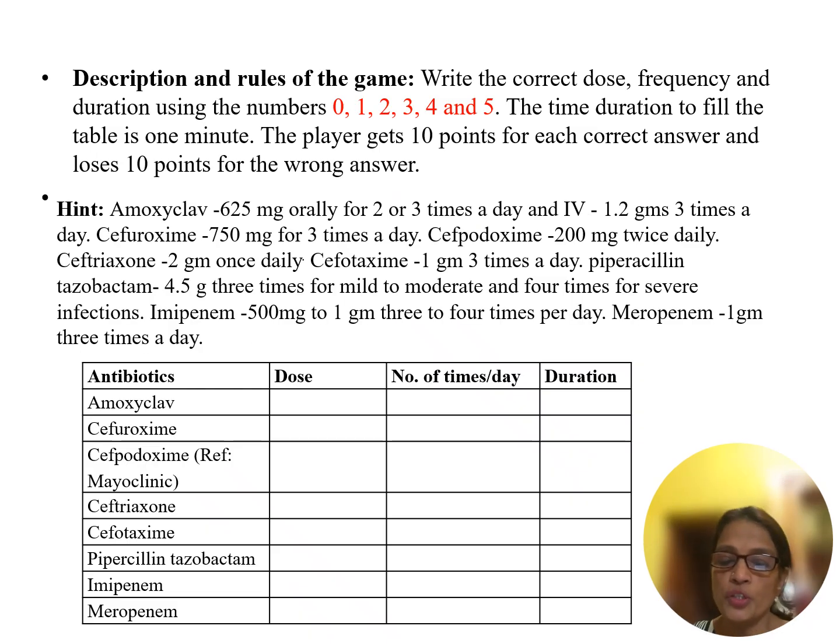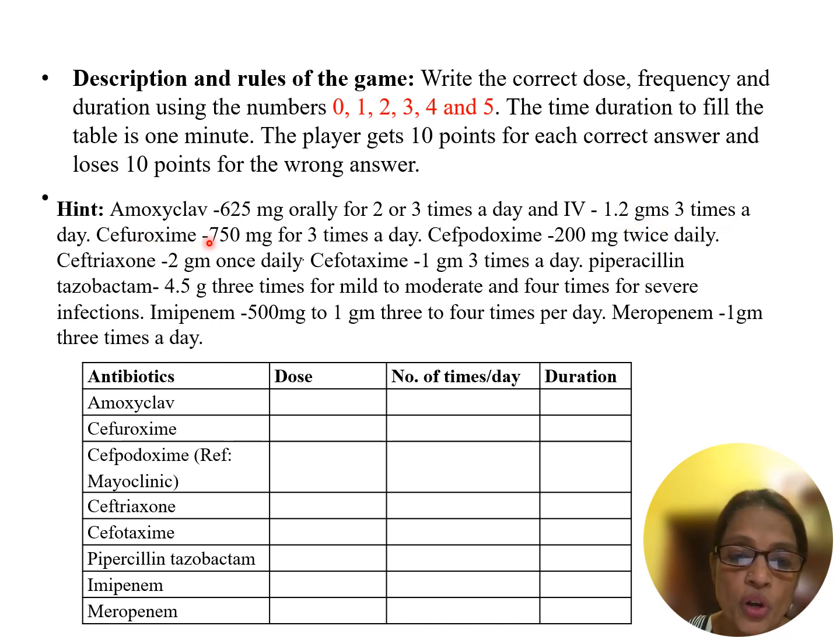Now, what we should be doing is to understand the various antibiotics useful in the treatment of lower respiratory tract infections. Here I have given you a host of antibiotics. For example, amoxiclav used at 625 mg orally 2 or 3 times a day, or it can be IV 1.2 grams 3 times a day.